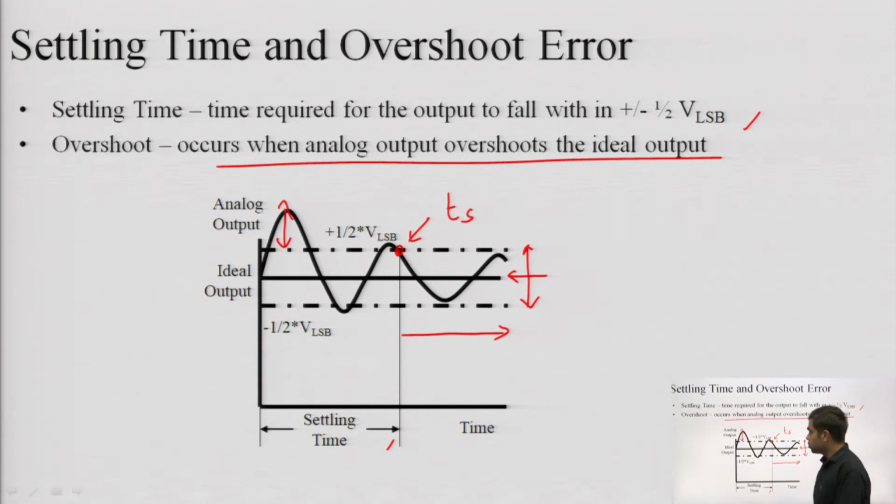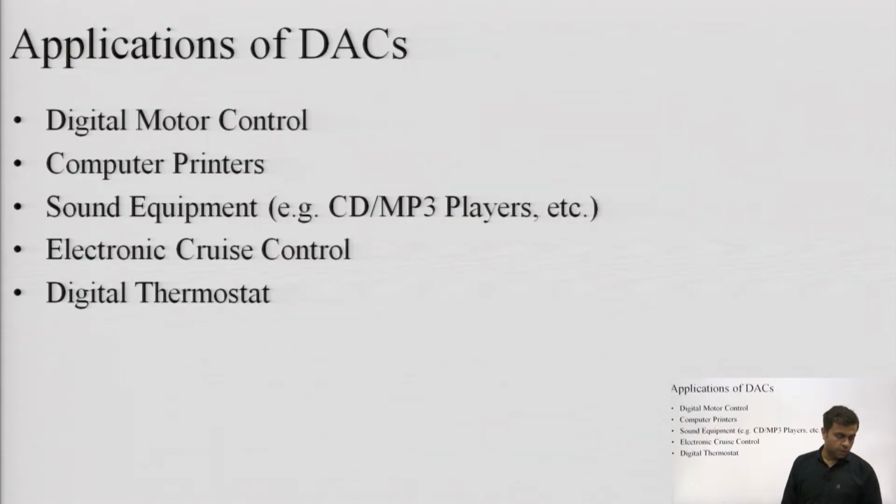This should also be as minimum as possible, and overshoot error should also be as minimum as possible for better performance of the DAC. So with this we come to the application part, where these DACs are going to be used. They will be used in digital motor control, computer printers, sound equipment, electronic cruise control and digital thermostats. So these are some of the applications.